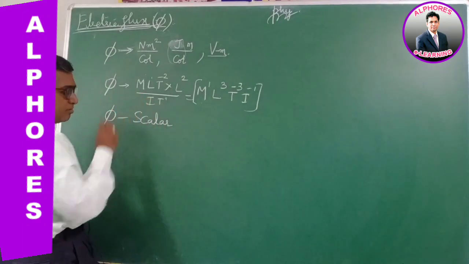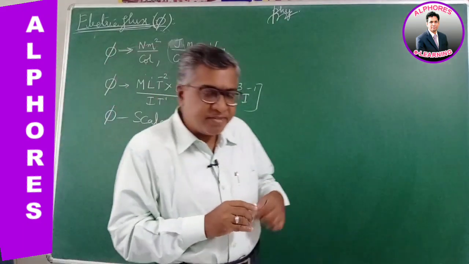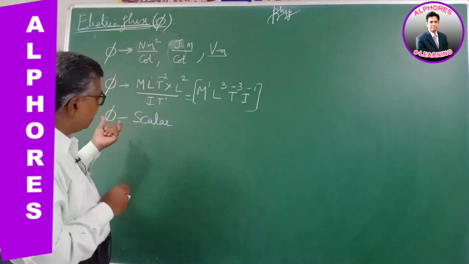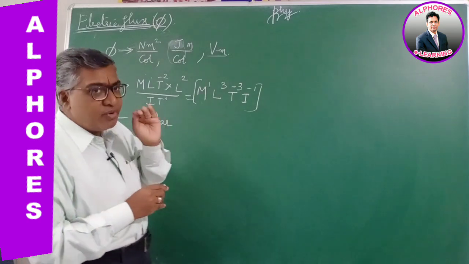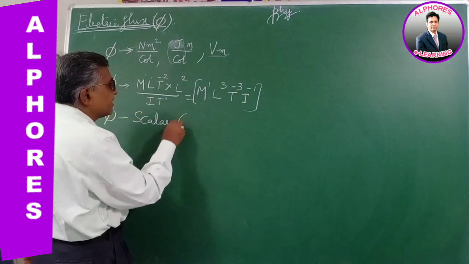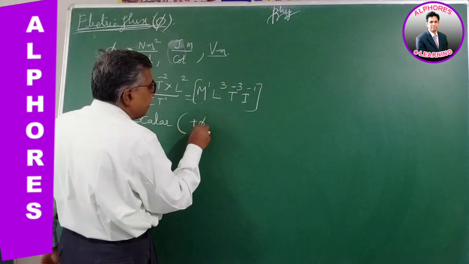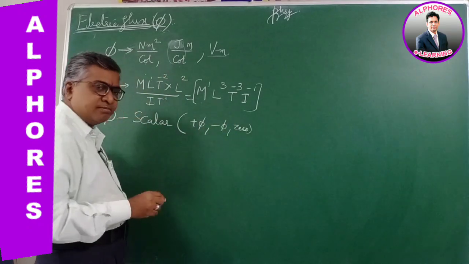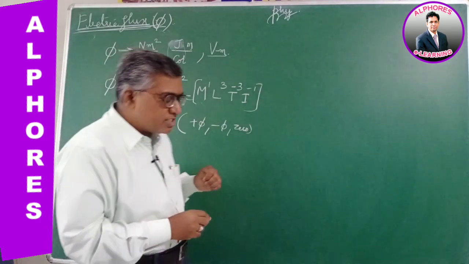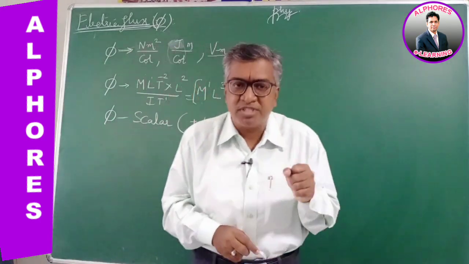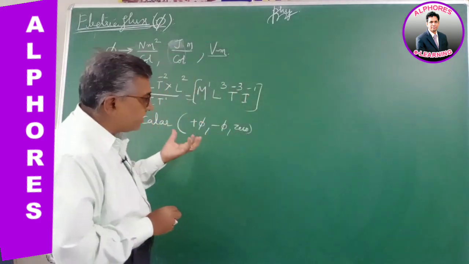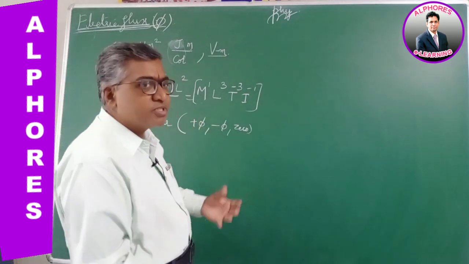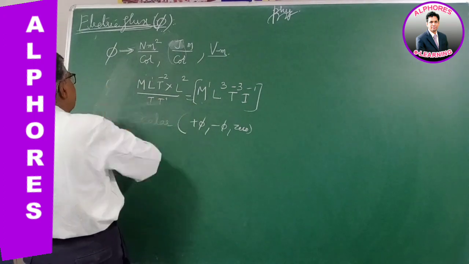It's a scalar. It has no direction. In fact, it is the dot product of two vectors. We'll come across that. Even though it is a scalar, the flux can be positive, plus phi, or minus phi, or even 0 sometimes. It's not like mass, where it is only positive. It can be positive, it can be negative, it can be 0 also. So let us understand when it is positive, when it is negative and when it is 0.